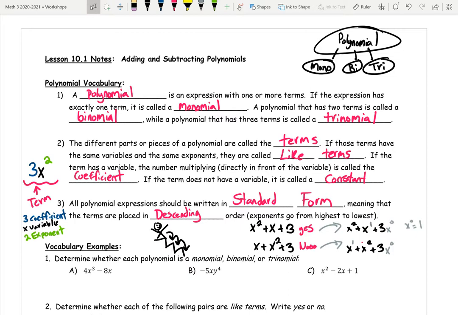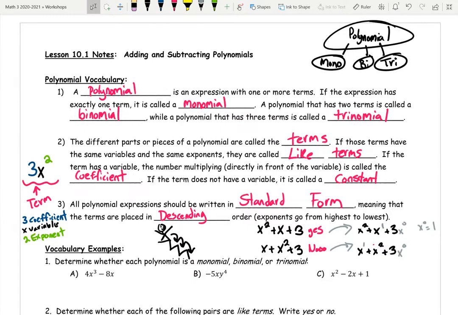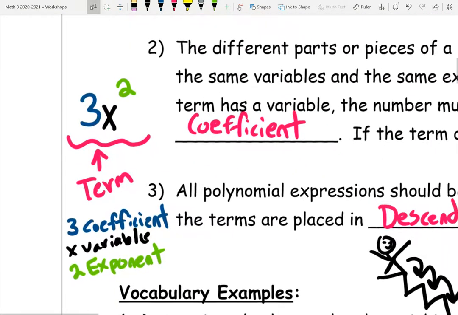The different parts or pieces of the polynomial are called the terms. I like to think of these as words, and if these terms have the same variables and same exponents, they are called like terms. If the term has a variable, the number multiplying directly in front of the variable is called the coefficient. So I just want to take a moment to look over here.